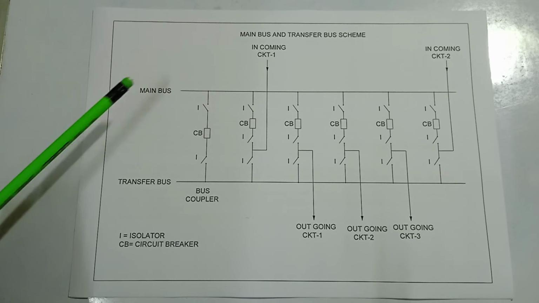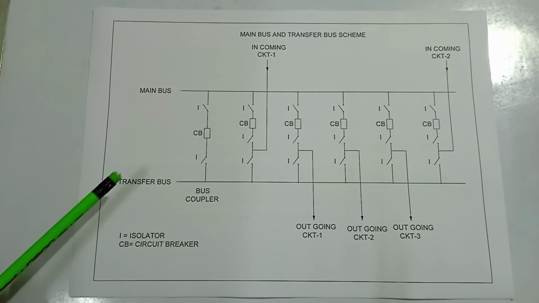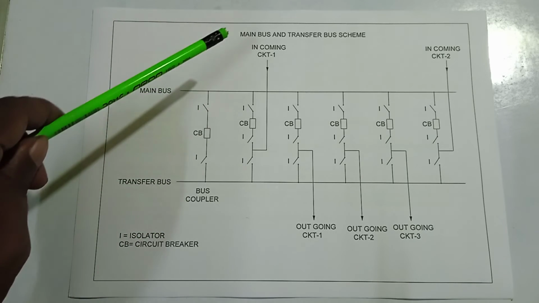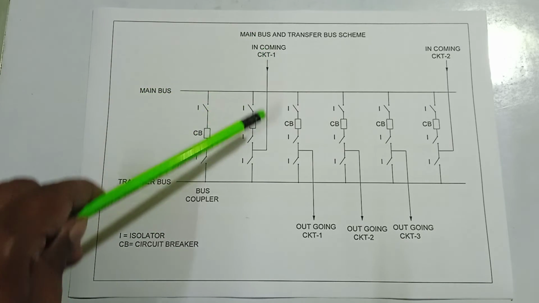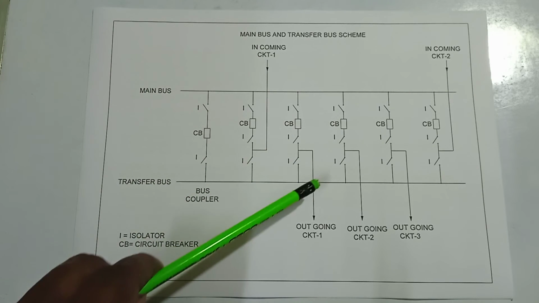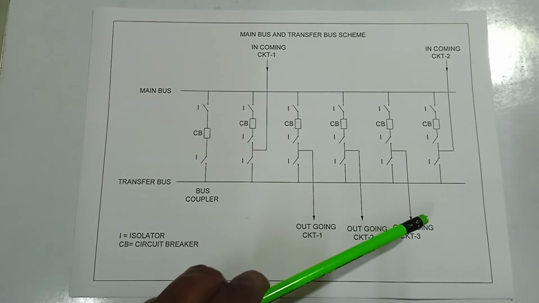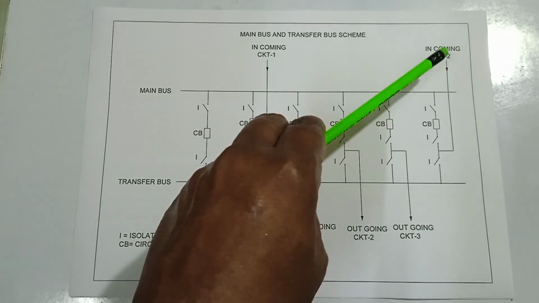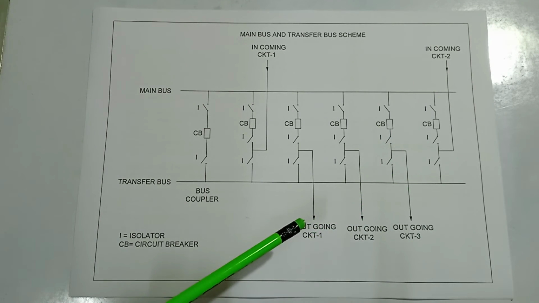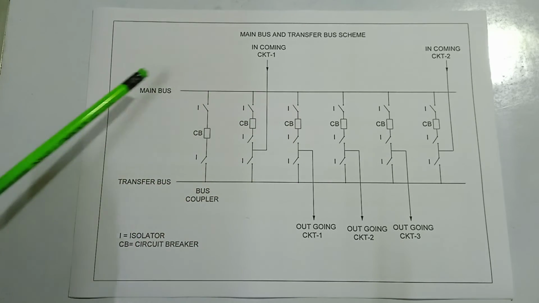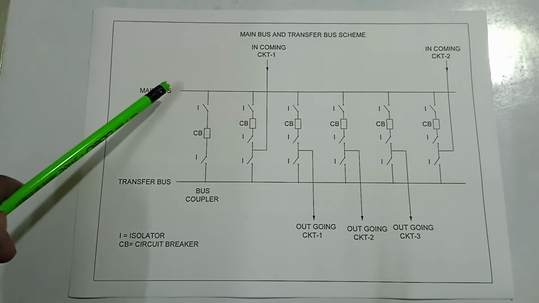Here is the picture of main bus and transfer bus scheme. Here is the main bus and here is the transfer bus. Here is the bus coupler. Here is the incoming circuit 1. Here is the outgoing circuit 1, here is the outgoing circuit 2, and here is the outgoing circuit 3. Here is the incoming circuit 2. The main bus is energized.